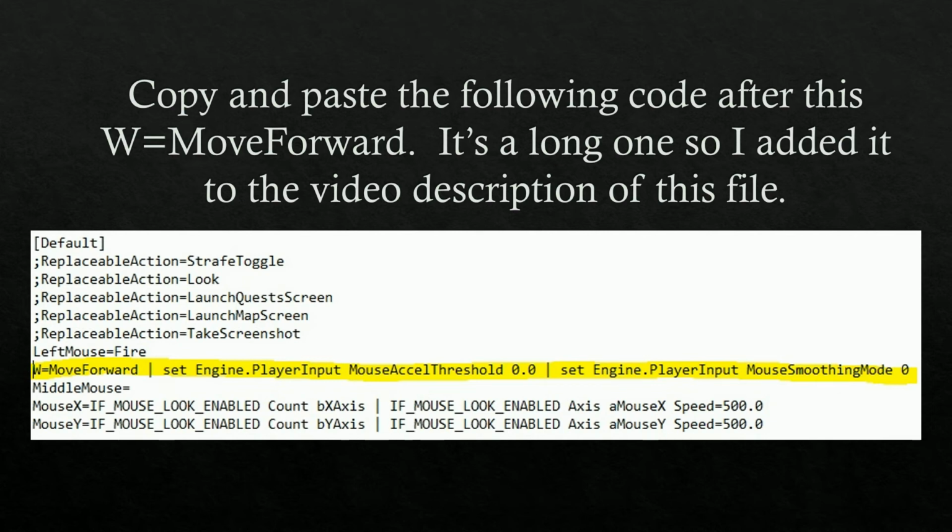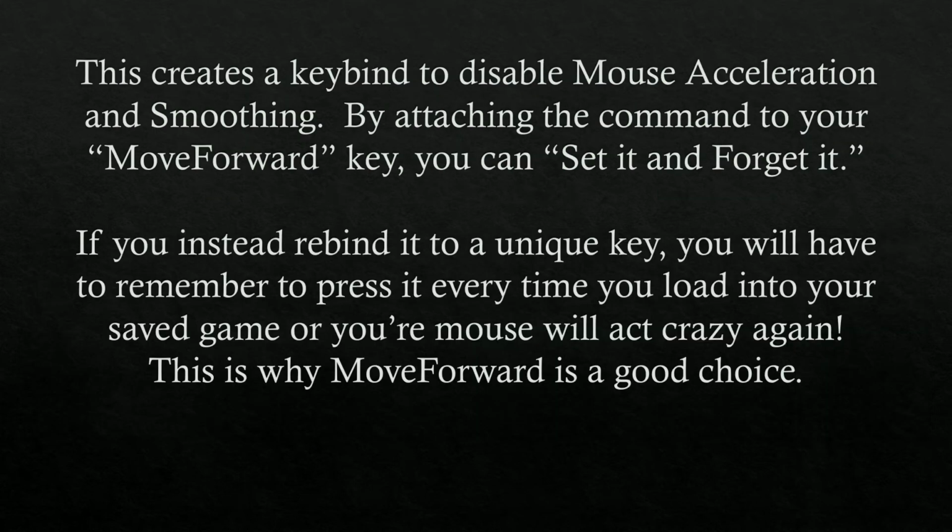So what does this code do? This creates a keybind to disable mouse acceleration and smoothing. By attaching the command to your move forward key, you can set it and forget it. If you instead rebind it to a unique key, such as K or something that most people don't use, you'll have to remember to press it every time you load into your game, or your mouse will act all crazy. So I think it's a good idea to bind it to your move forward key, that way you don't even have to think about it.